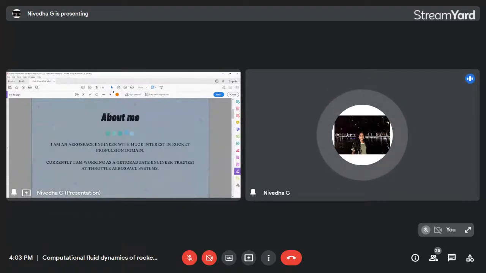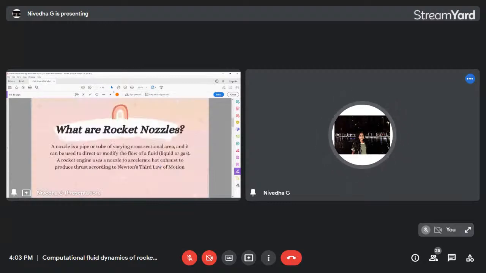So quickly getting into our session. What are rocket nozzles? A nozzle is a pipe or a tube that can accelerate your flows. It is a pipe or tube of varying cross-sectional area, and it is used along with a rocket engine to accelerate hot exhaust to produce thrust according to Newton's third law. Your Newton's third law always says every action has an equal and opposite reaction. So as and when your propellants burn, it gives out the exhaust, and then your rocket is pushed forward with the help of the nozzle, producing the thrust.